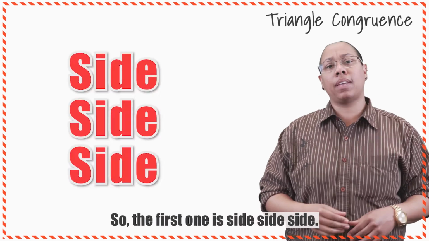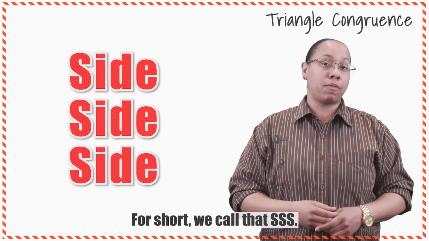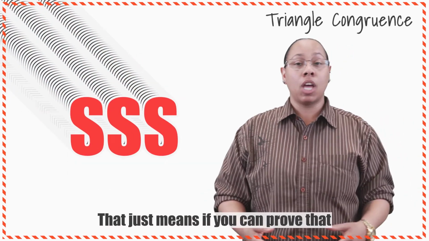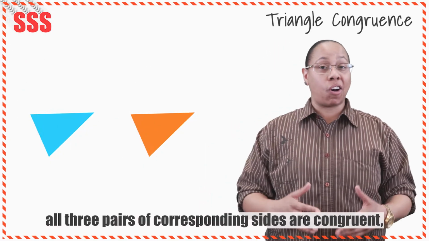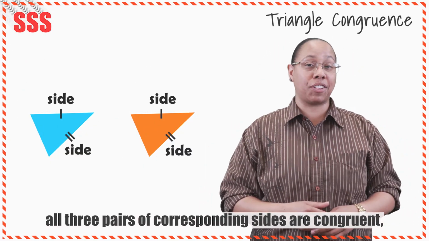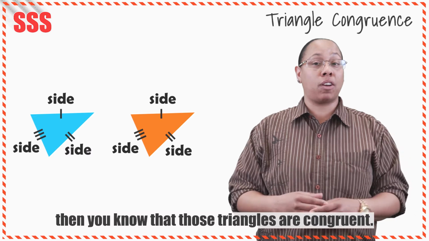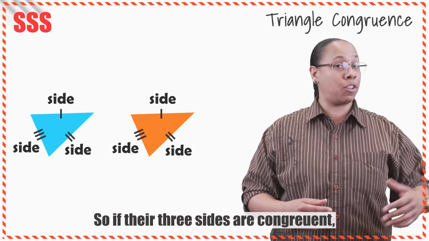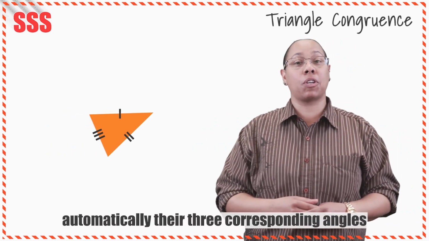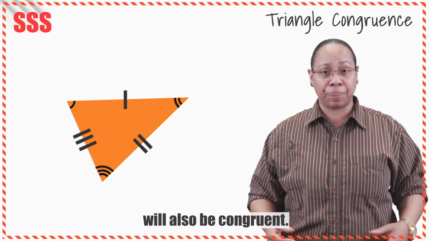So the first one is side, side, side. For short, we call that SSS. So that just means if you can prove that all 3 pairs of corresponding sides are congruent, then you know that those triangles are congruent. So if their 3 sides are congruent, automatically their 3 corresponding angles will also be congruent.